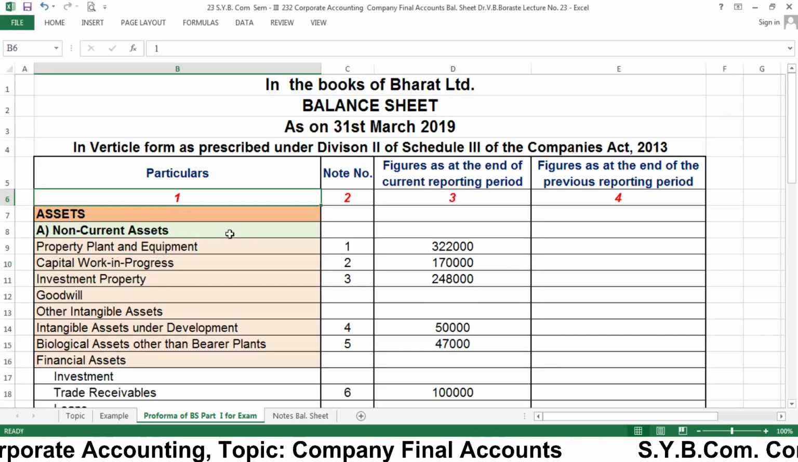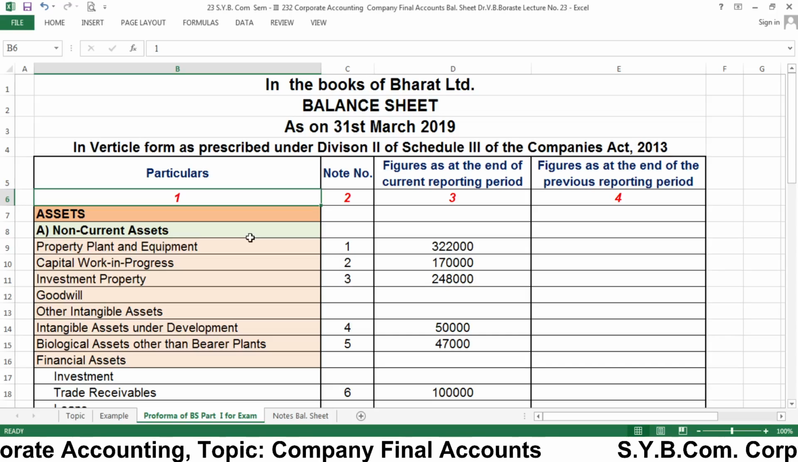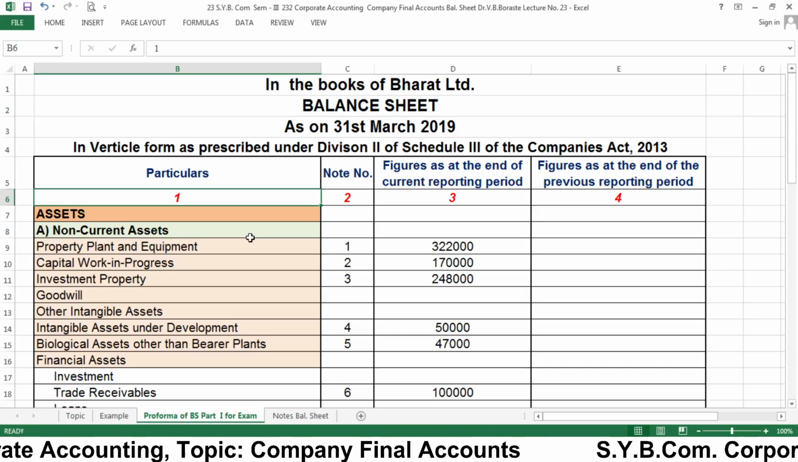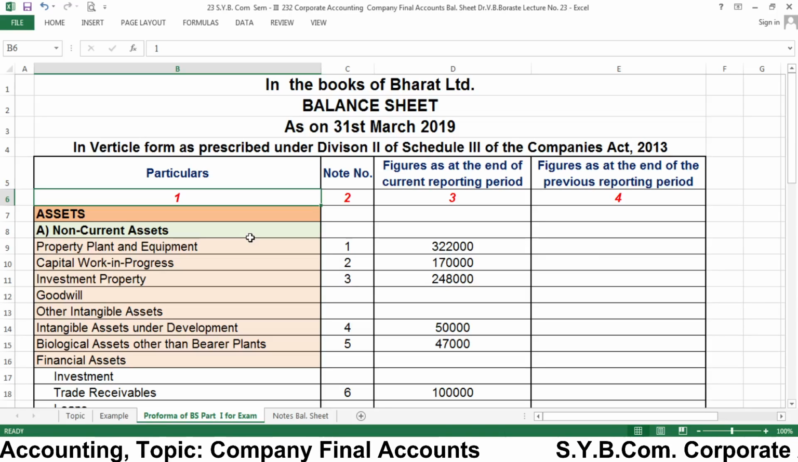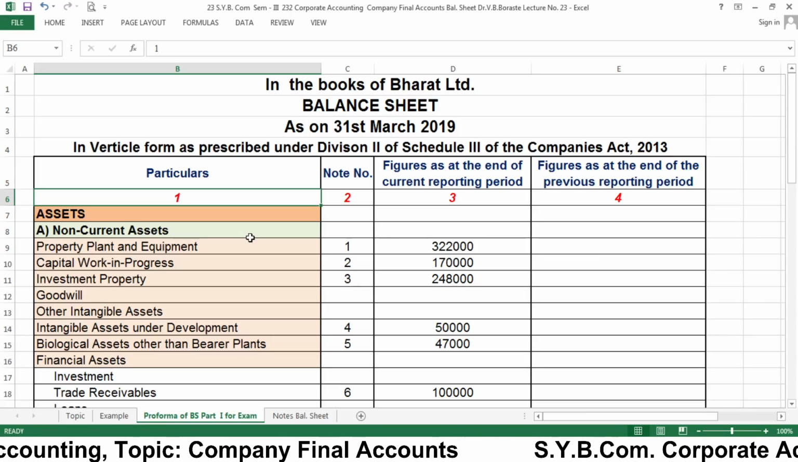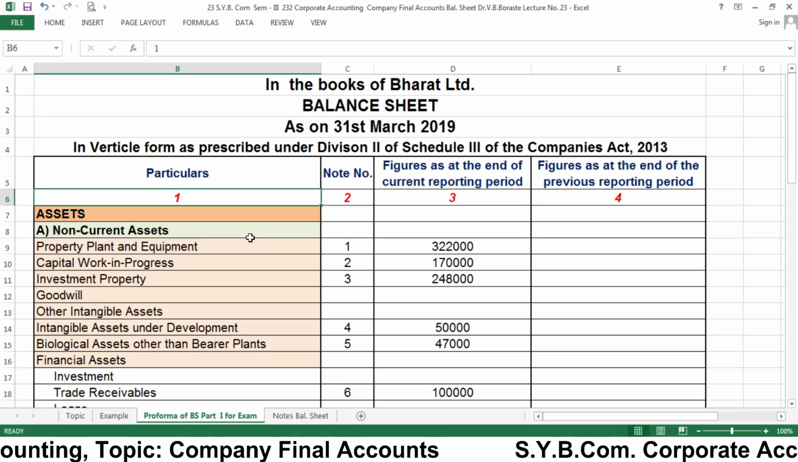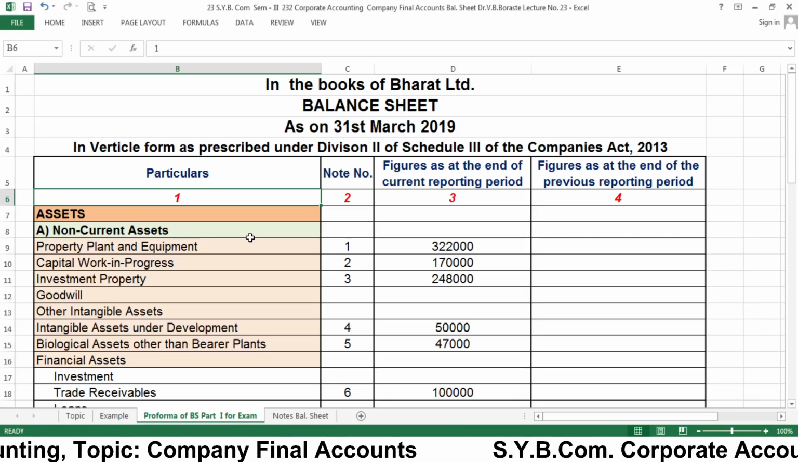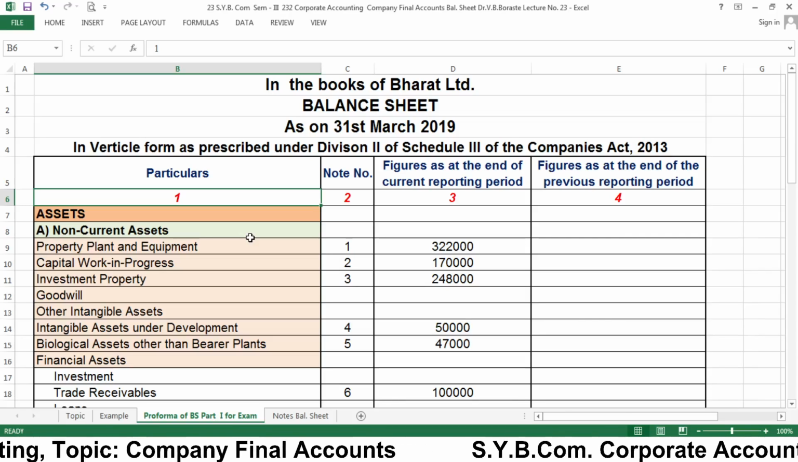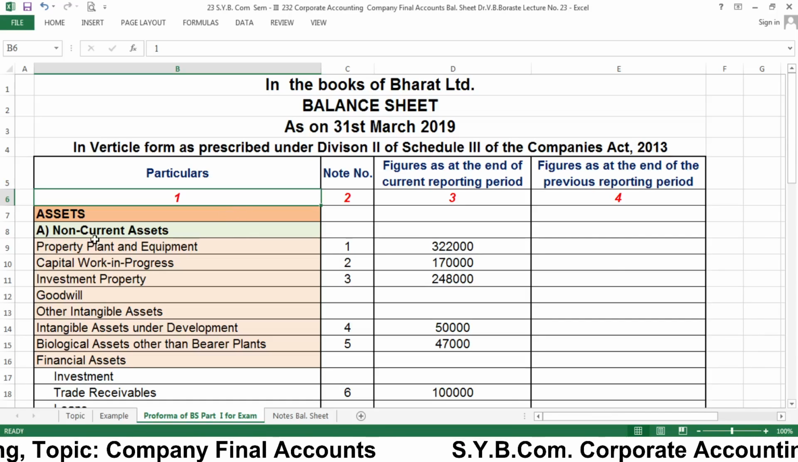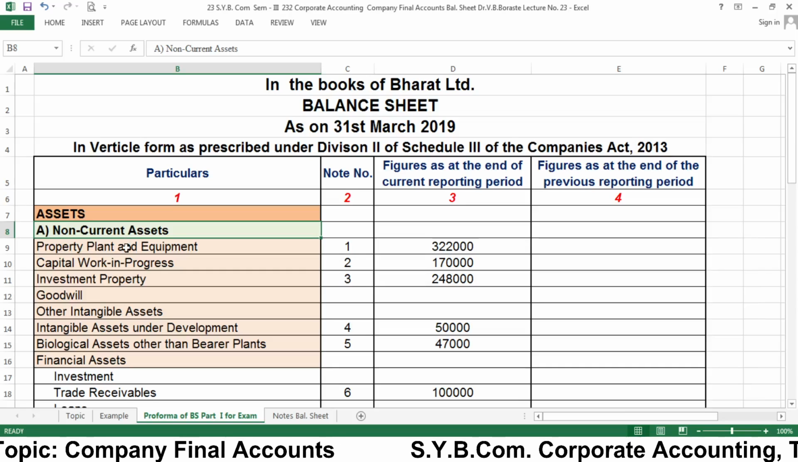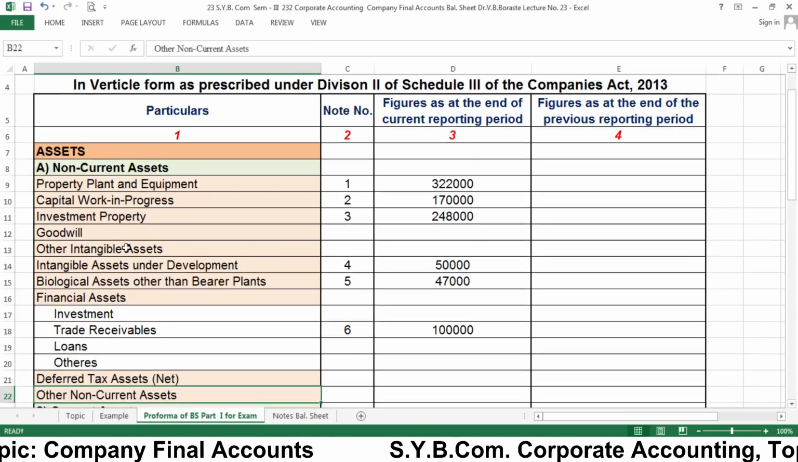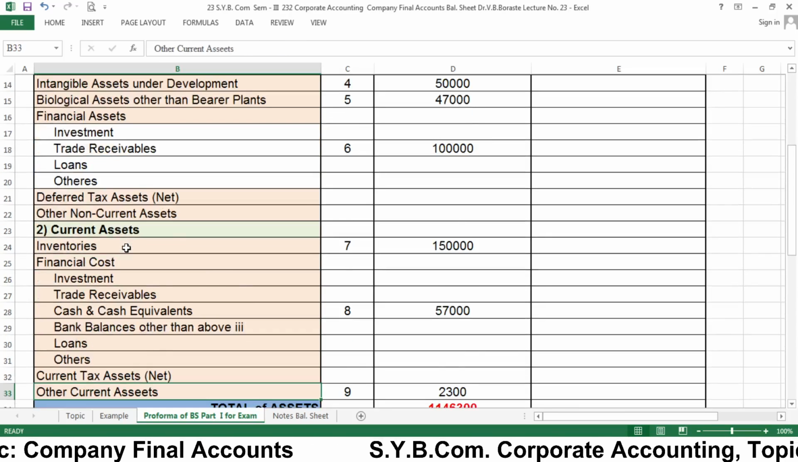As I discussed in the first video about the pro forma of the balance sheet, the liabilities were mentioned first and after that the assets. But as per Division 2 of Schedule 3 of the Companies Act, we have to mention assets first, then the liabilities. So here the assets are divided into two categories, that is non-current assets and current assets.